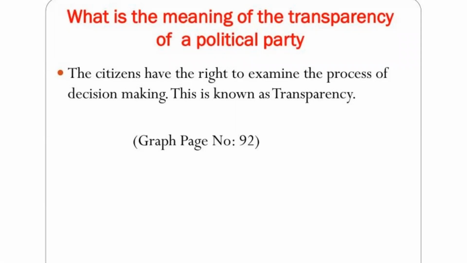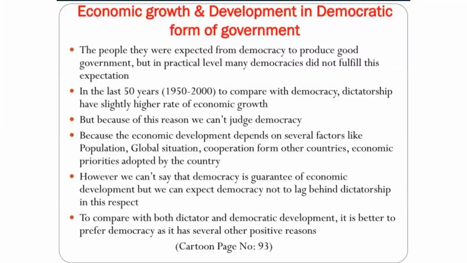She has the right to examine the process of decision making, and this person also has the right to know about the decision making process. This is known as a transparency system. In this system, we are also aware that the government cannot misuse its power because everything is in front of the public, nothing is hidden. And in paragraph 92 also this kind of information is given in your chapter.